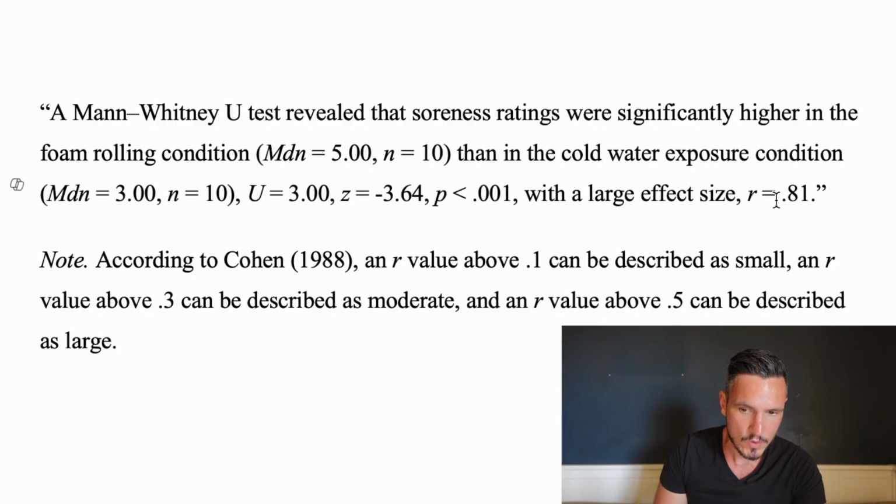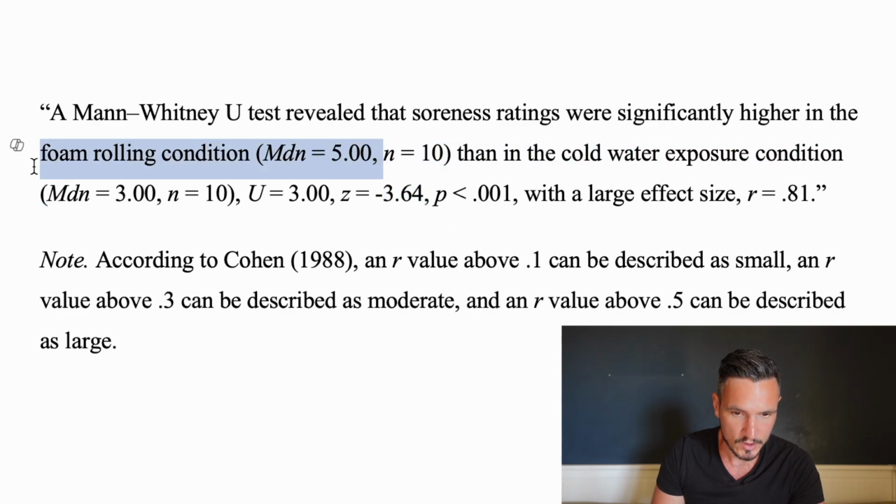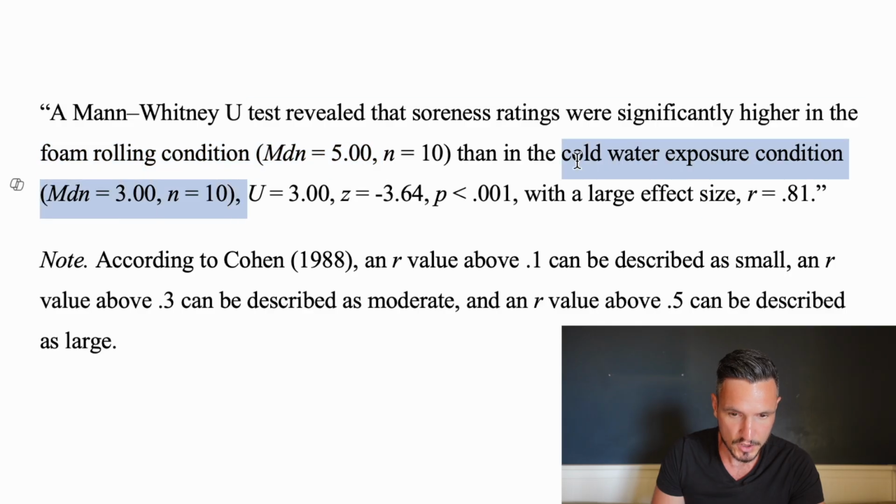Finally, we have an R value of 0.81. So the R value is an effect size statistic, and SPSS doesn't actually provide this for us, so we have to calculate it ourselves. And to do that, we have to take the Z value and we remove any minus symbol that might be in front of it, and we divide that number by the square root of the total number of observations. So in this case, we had 10 people in the foam rolling condition and 10 people in the cold water exposure condition. So we had 20 observations in total.